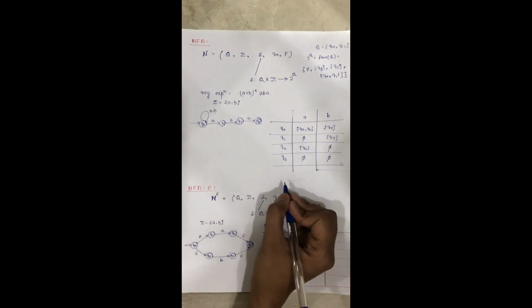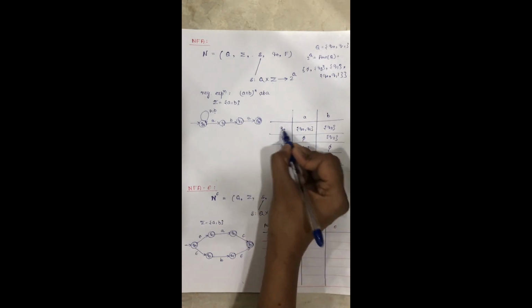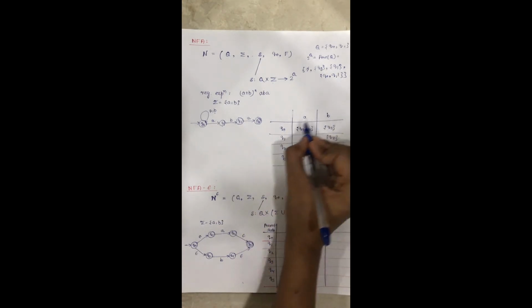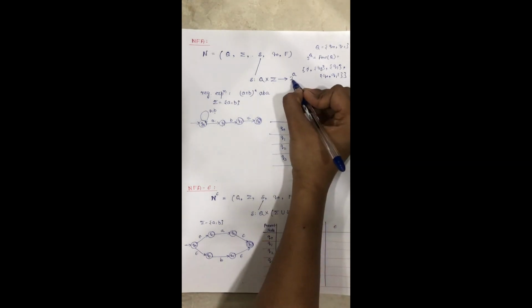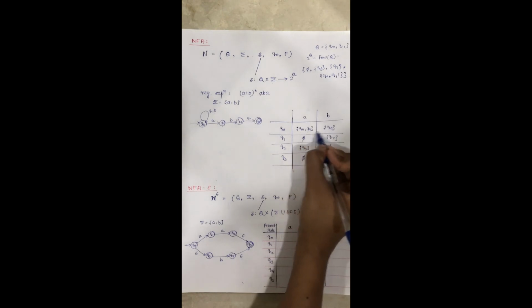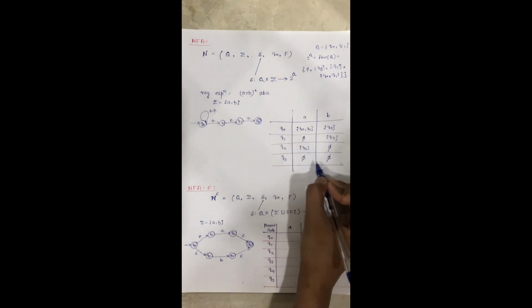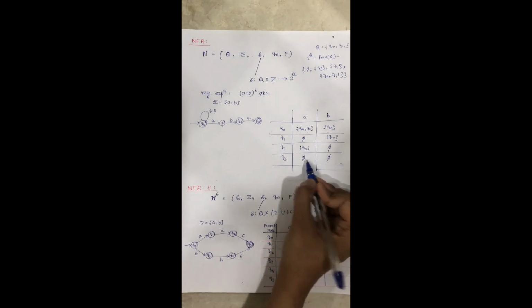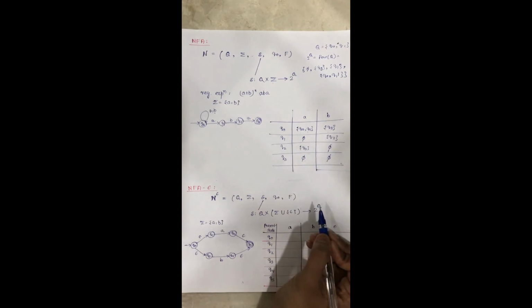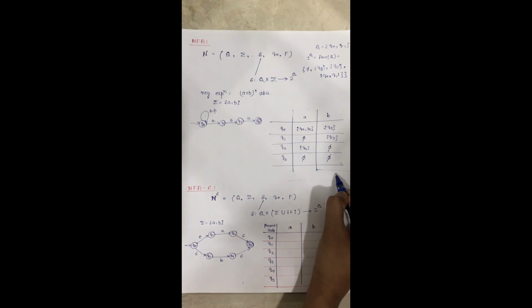So what this table is showing is, from the current state for a particular input symbol, the next states are taken from the members of 2 raised to the power Q. Here we will write the members of the power set of Q. So everything will be written in the form of sets. This is the empty set, and these are the elements of the power set of Q. So this is the table for the non-deterministic finite automata.